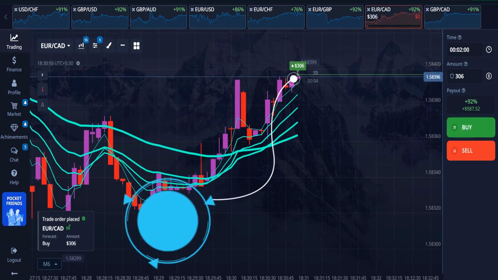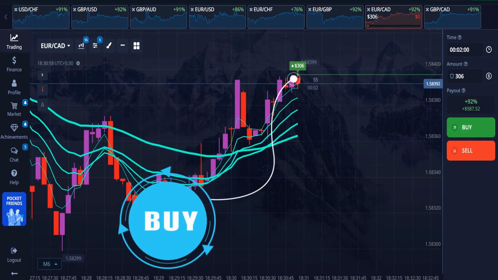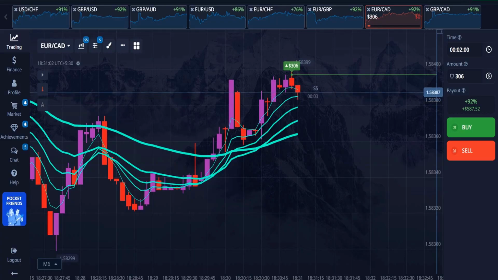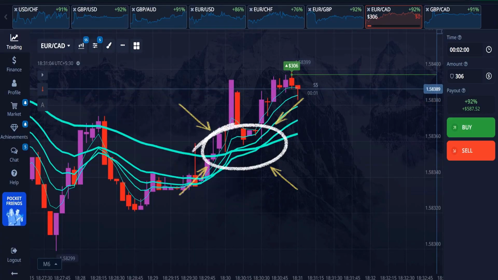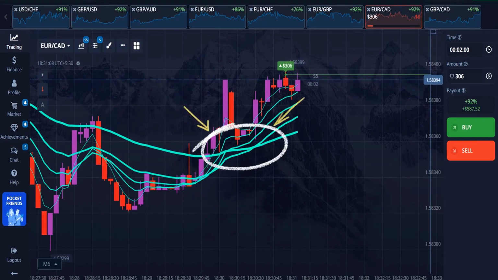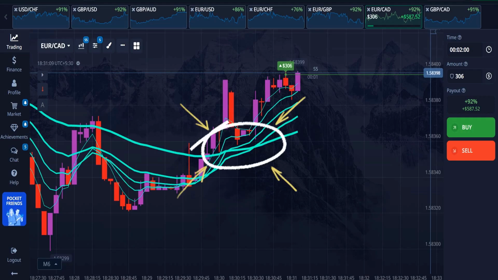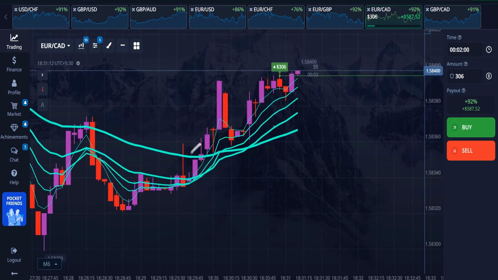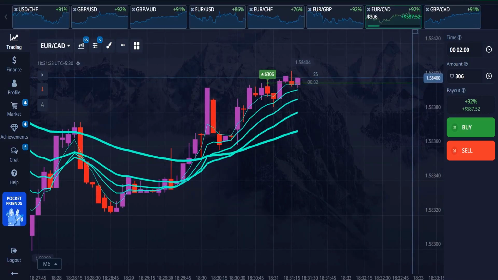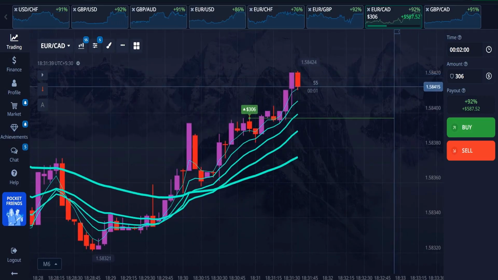Now let's jump into our third trade, and it's another buy setup using the 5 EMA crossover strategy. Watch closely. All 5 EMAs have just crossed and are now stacked beautifully in a perfect bullish alignment. EMA 4 at the top, followed by 8, 13, 21, and 50 at the bottom. Price action is clearly in an uptrend. Strong bullish candles are pushing above the EMAs, and the spacing between the lines is widening.